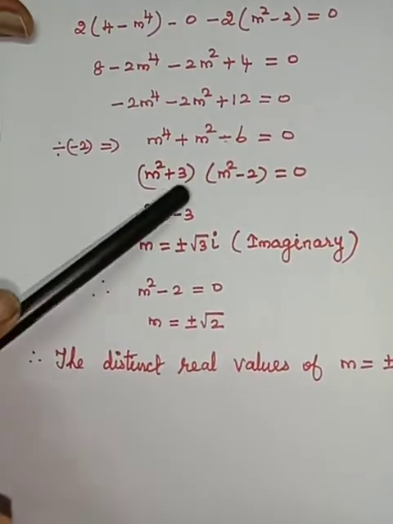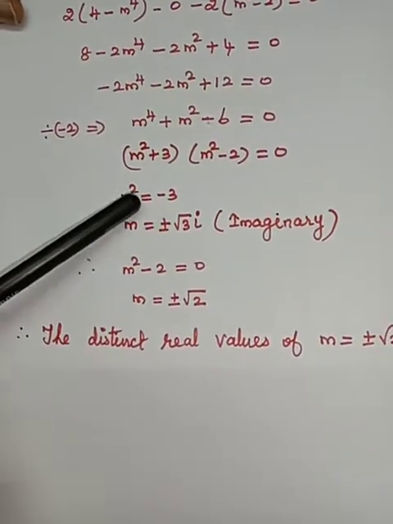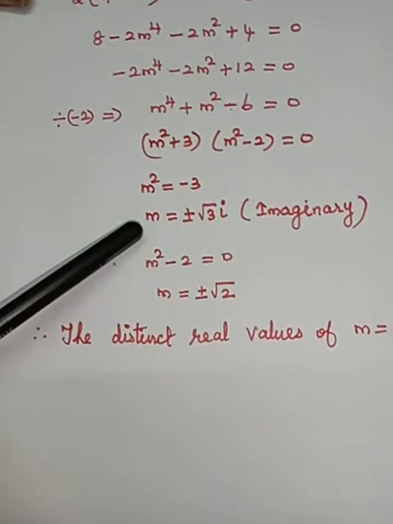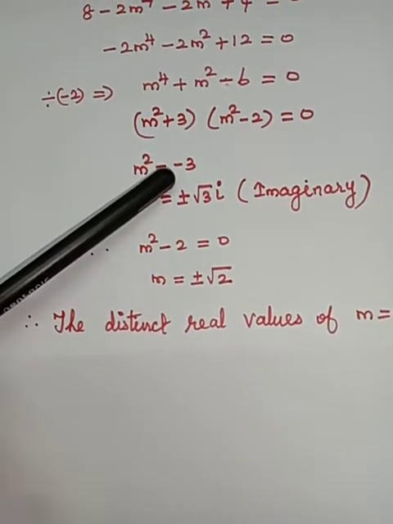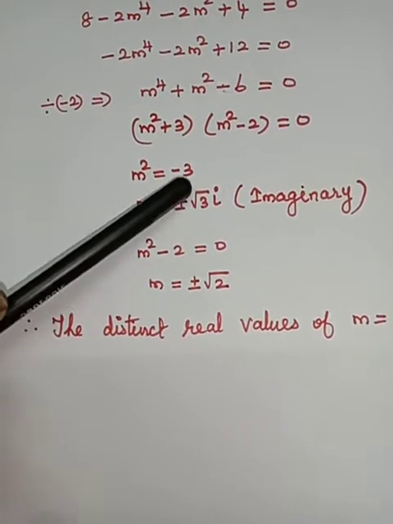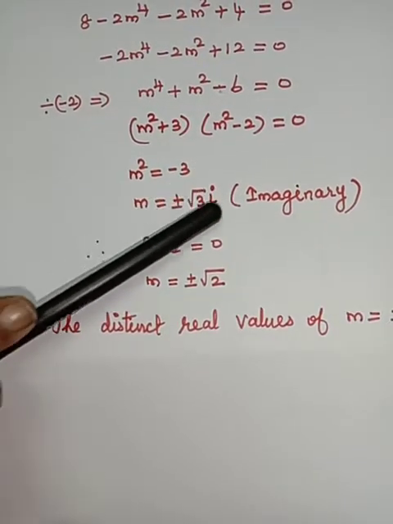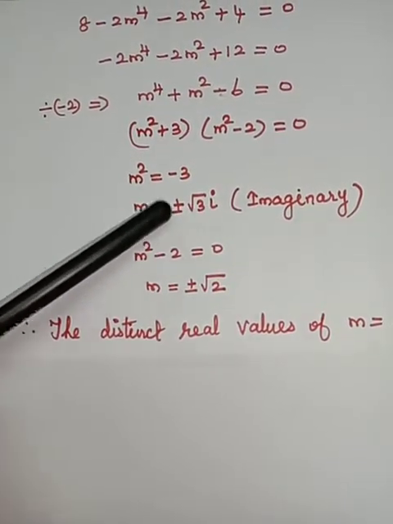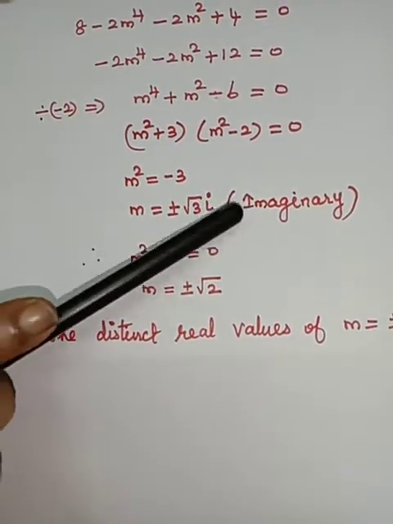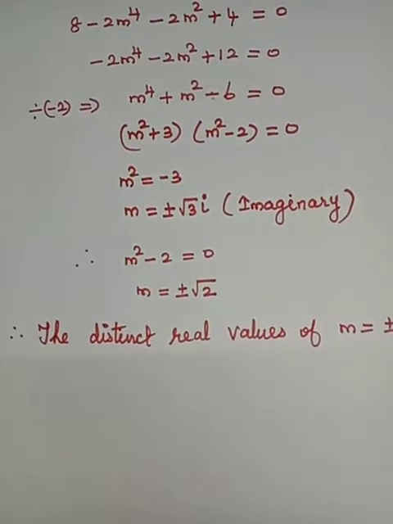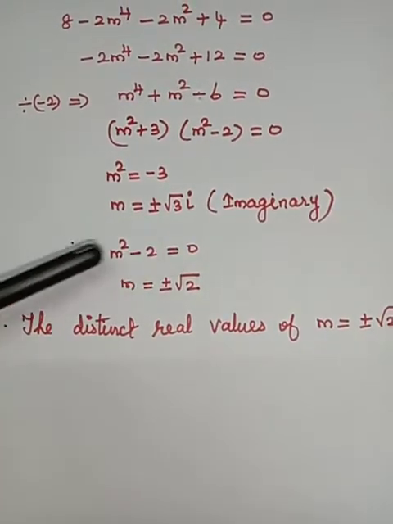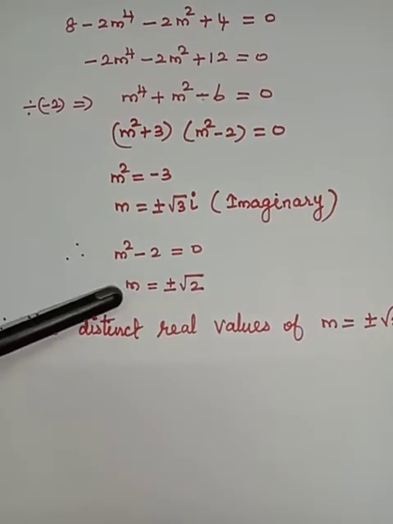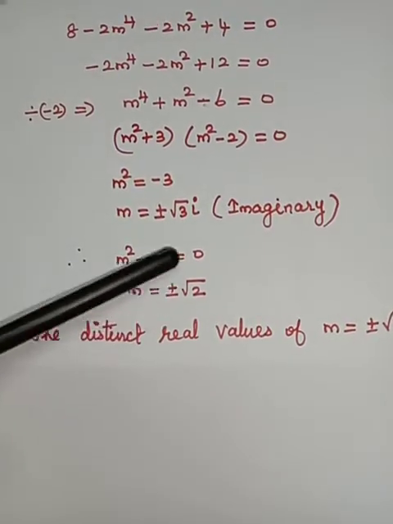So when you equate to 0, m squared is equal to minus 3. So m is equal to plus or minus square root of minus 3, which can be written as root 3 i. So if you have i along with it, it is not a real number, it is an imaginary number. Okay, take the next one. m squared minus 2 is equal to 0. So m squared is equal to 2, m is equal to plus or minus root 2.